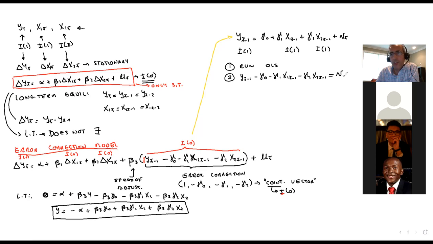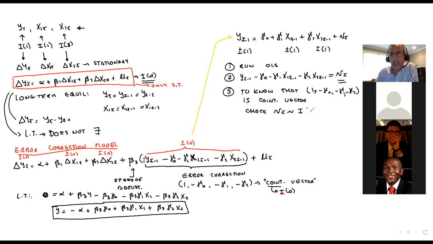So what is this one? This is the definition of my error, guys. Yes or no? Yes, so this is my error. So I build this one, I have my error. In order to know that my vector, one minus gamma zero minus gamma one minus gamma two, is a co-integrating vector, what I need to do is check if vt is an I0. That's the whole exercise, do you agree with me?